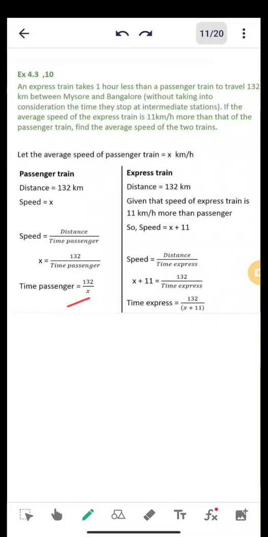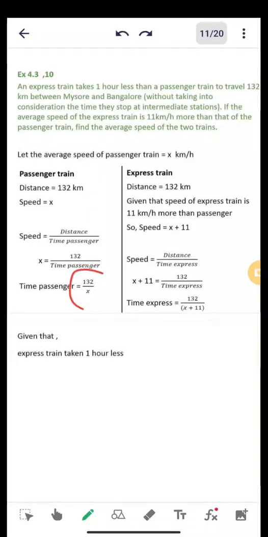Now in both the trains, which train takes more time? That we should understand first. The passenger train is slow, express train is faster. If a person is going slow, he takes more time, obviously. So the time taken by passenger train is more than the time taken by express train. Using this I can write another step, that is express train takes 1 hour less.